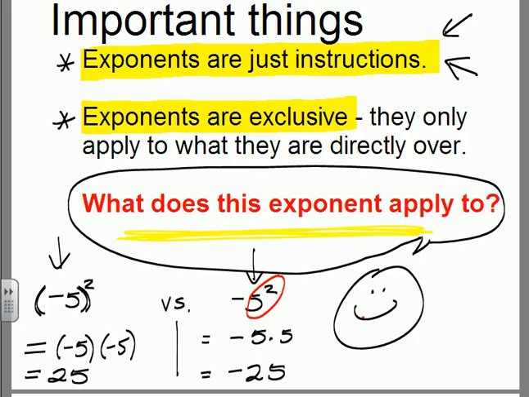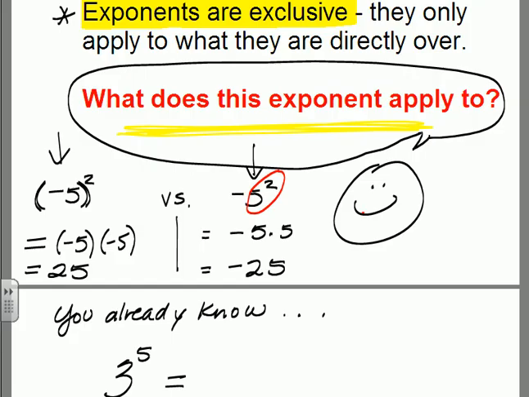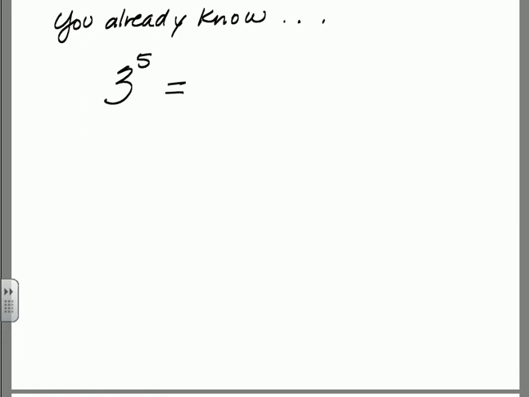Okay, let's do one more introduction, then we're going to go into discovering our shortcuts. You already know this. I see a number, and I see a little number on its shoulder, the 5, the exponent. So what does that mean? In other words, what are the instructions that this exponent is telling us to do? Well, it's telling us to take this number 3 and multiply it times itself. How many times? 5 times. Okay, so we're multiplying 3 times itself 5 times.